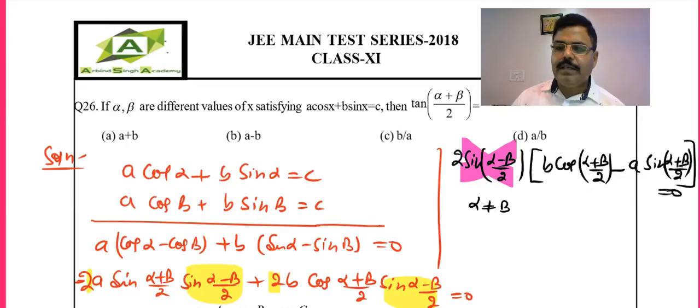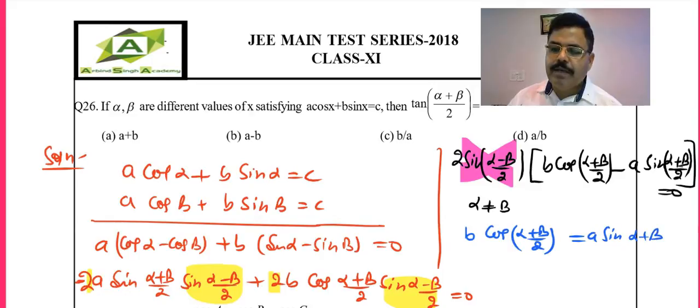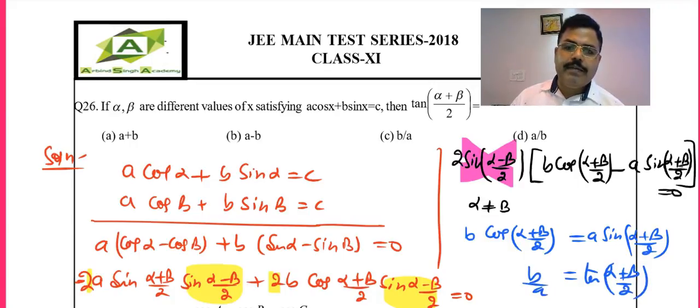And now we rejected this. So what will happen? There will be B cos (alpha plus beta by 2) is equal to A sine (alpha plus beta by 2). And sine by cos is tan (alpha plus beta by 2) is equal to B by A. And therefore, the answer will be C in that case.